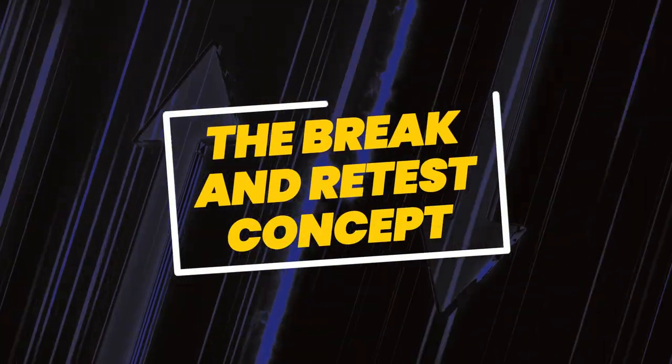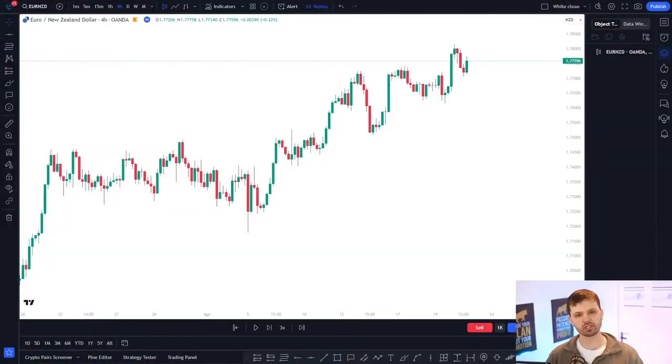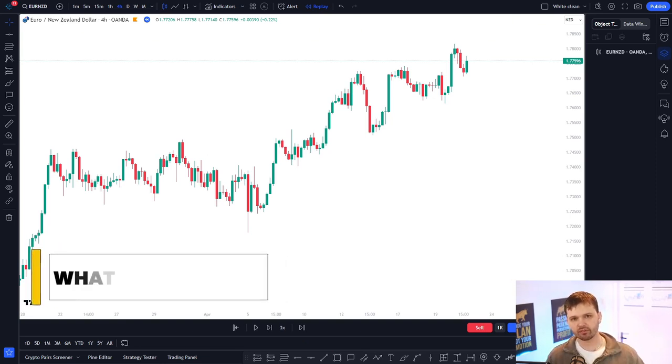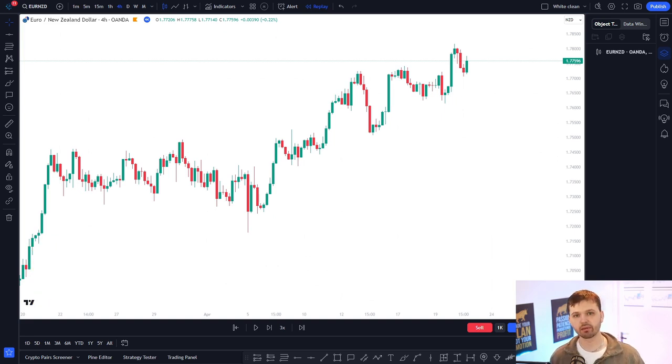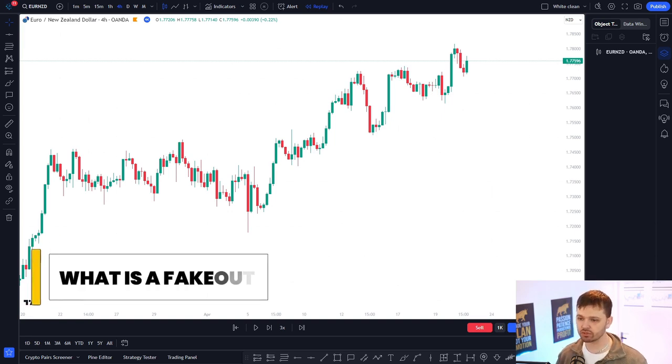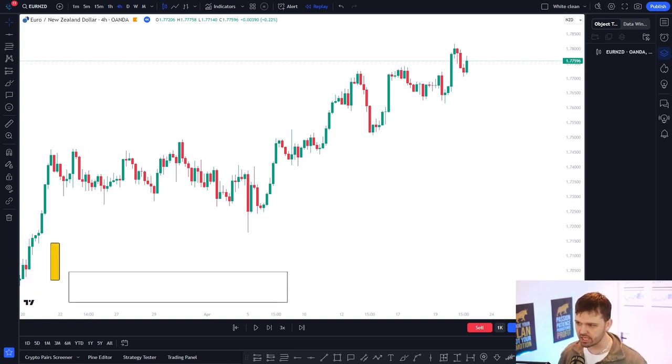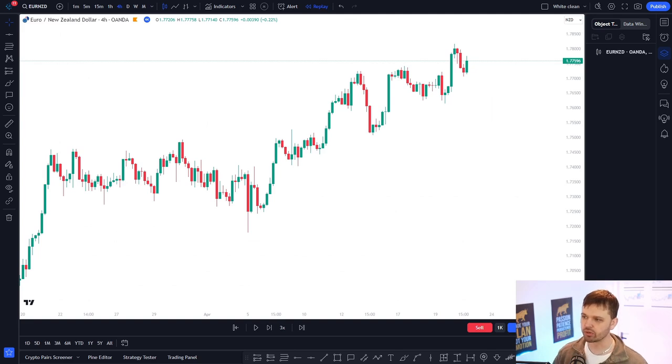Because the break and retest system, obviously, it's all about the breakout. Okay, so to be able to identify the break and retest concept, you first have to understand what a breakout is. So I'm briefly going to talk about what a breakout is and also what a fake out is. And I have a couple of examples I want to go through here.